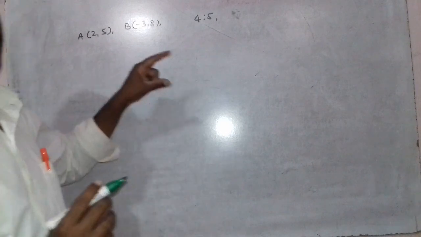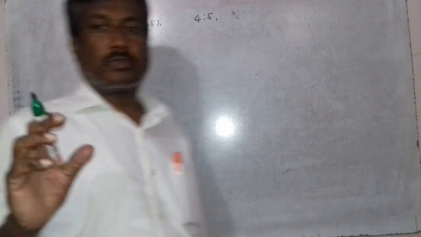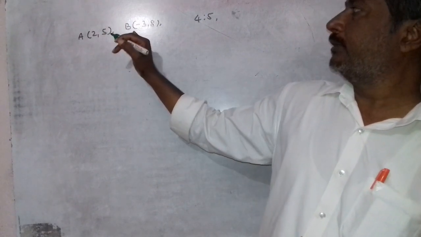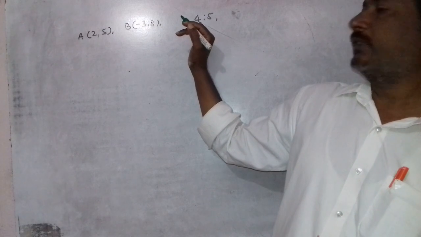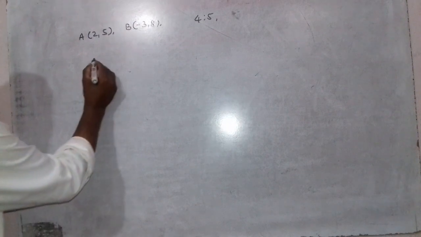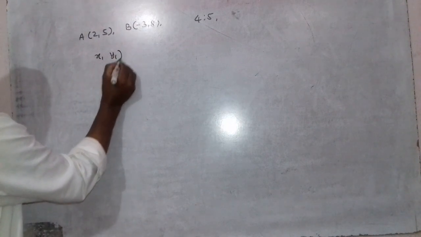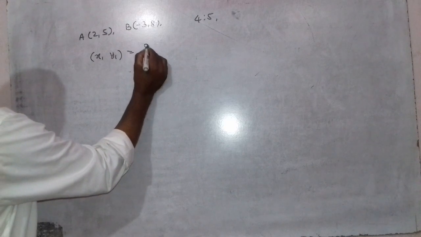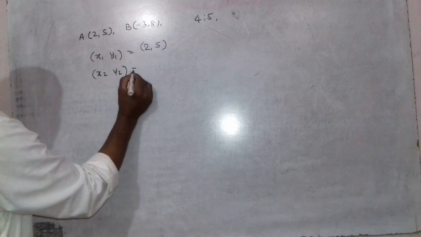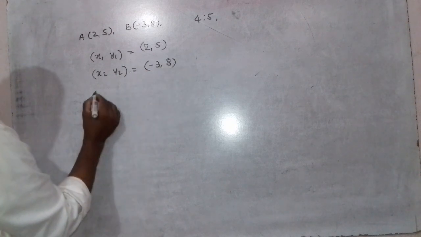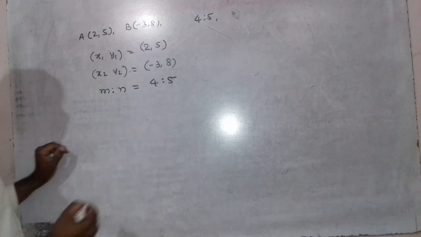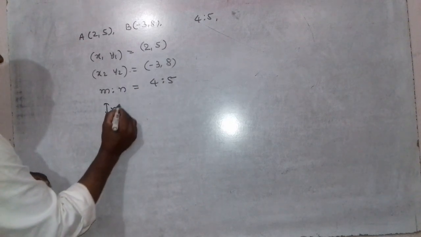So in this problem, first we have to write the given things. A is 2 comma 5, B is minus 3 comma 8. So your ratio is 4:5 internally. So therefore x1 y1 equal to 2 comma 5, x2 y2 equal to minus 3 comma 8, m is to n is 4:5, and internally.